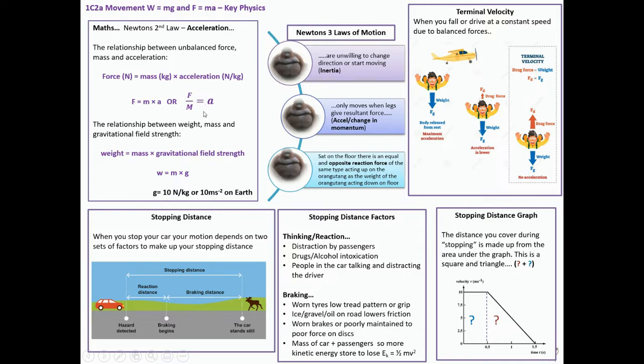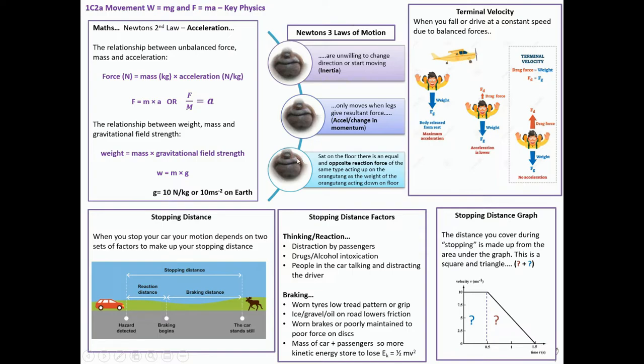So how fast are you changing your motion? There's also the relationship between weight, mass and gravitational field strength, which is basically the same, isn't it? But it's operating downwards towards Earth, which is when we use this terminal velocity idea. Weight is mg, g on Earth is 10 newtons per kilogram, 10 meters per second squared on Earth. There are different values for different planets as well, so that's something to think about for exam questions. But you just have to know the one for Earth and then make changes from it.